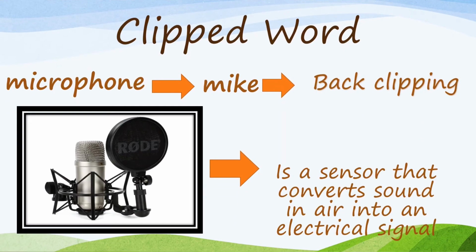The next word is microphone. The clipped word for microphone is mic, and the type of clipping used is back clipping, because only the first part of the word is left intact.